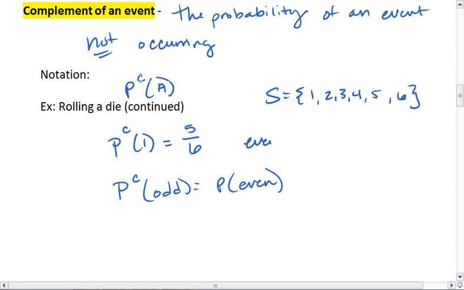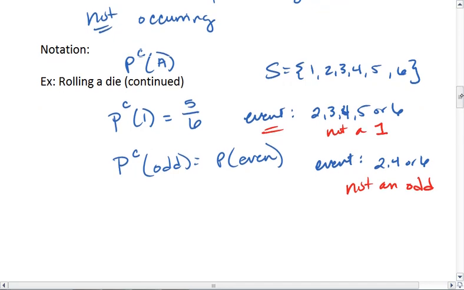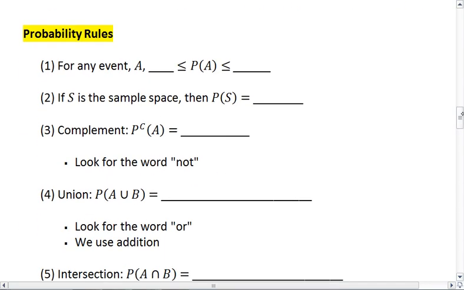The event for this first example here is that we roll either a 2, 3, 4, 5, or 6. The event in the second one is that we roll a 2, a 4, or a 6. We can also say that the event in this first one is that we roll not a 1, and this is the second one, it's not an odd. This brings us to a set of probability rules.